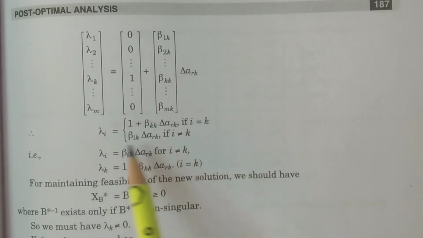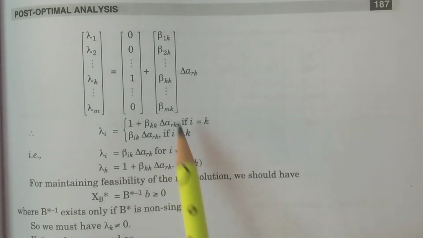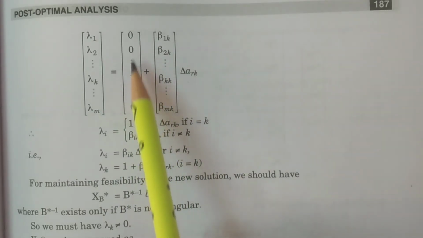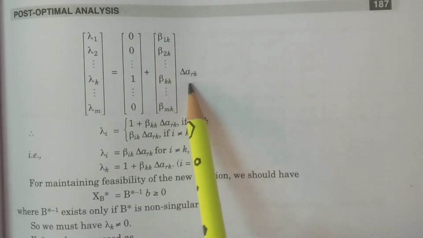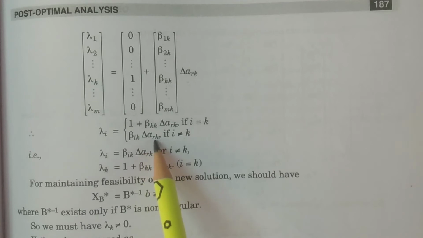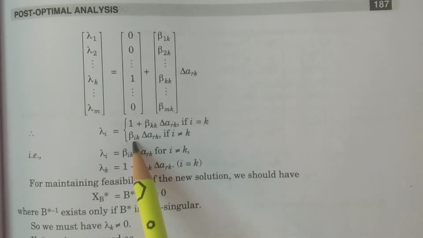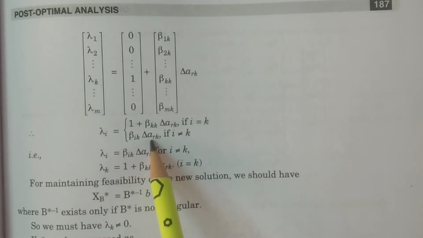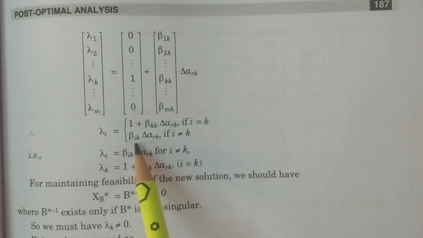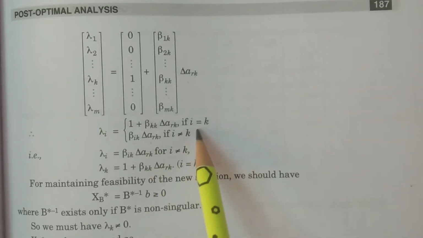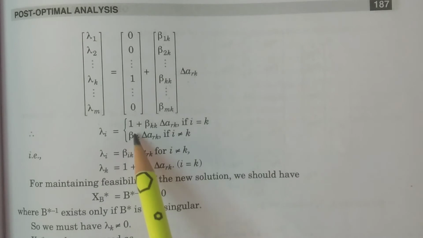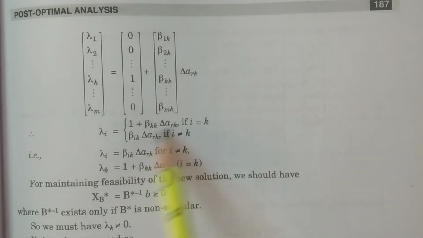For lambda I, where I is not equal to k, the remaining values are 0. The first two values are 0, plus beta ik multiplied by delta ark. Delta ark is one particular value change in the ark, and beta ik into delta ark. That is beta 1k delta ark, beta 2k delta ark, and so on, except I is equal to k. If I is equal to k, then you will have a 1 here, 1 plus beta kk delta ark. That is the value of lambda I.